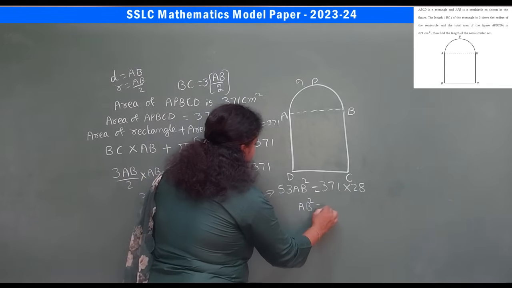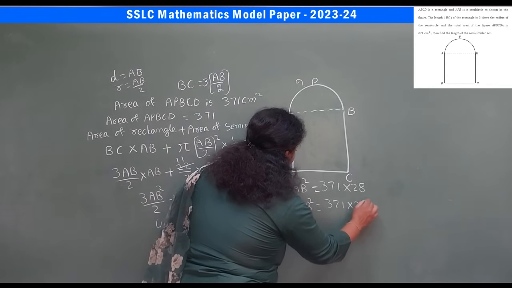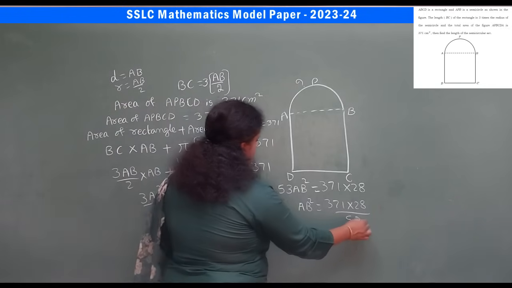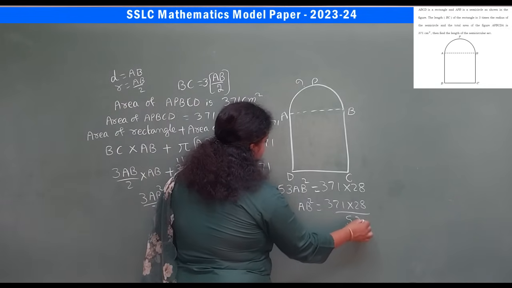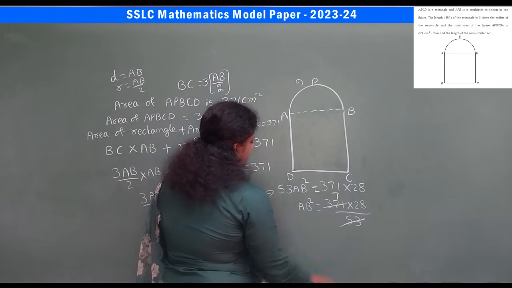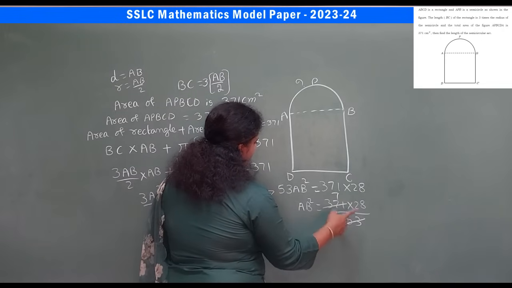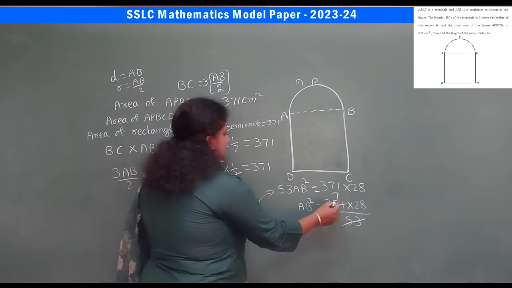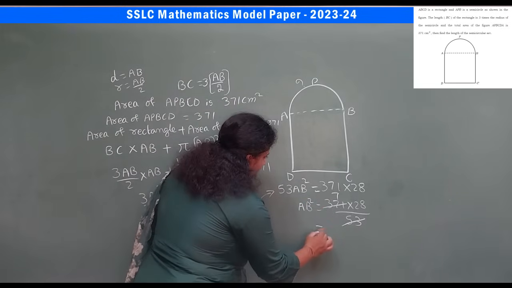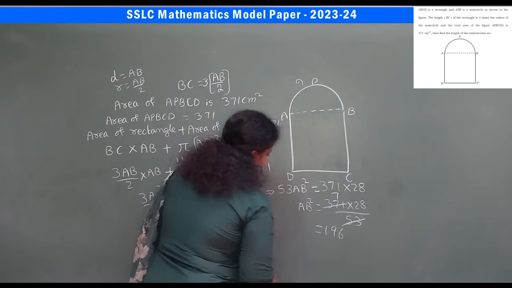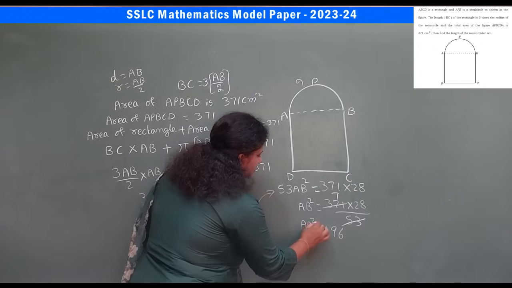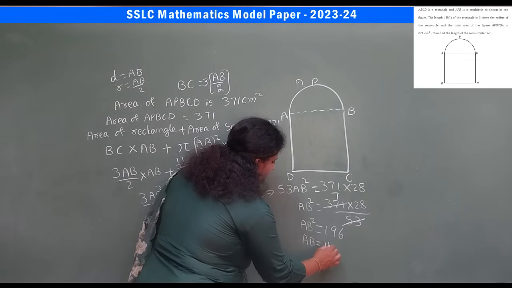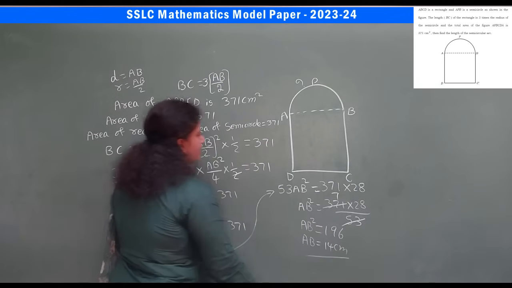AB square is equal to 371 into 28 by 53. I think it is 53 sevens. Just check it out. 7 3s are 21, 35. Yes, 53 sevens are 371. 7 into 28, that will be 196. AB square is equal to 196. AB is equal to, apply square root, AB is equal to 14 centimeters.